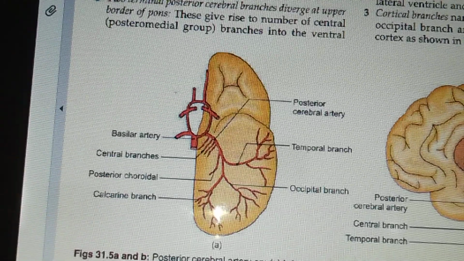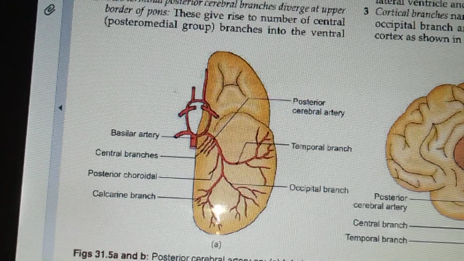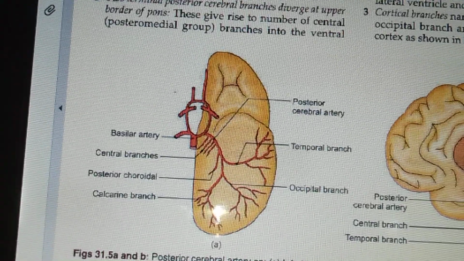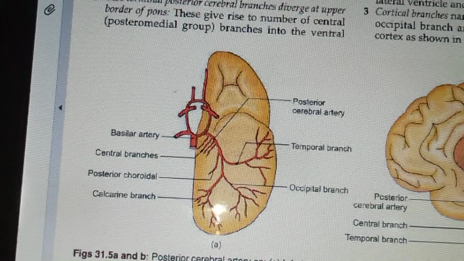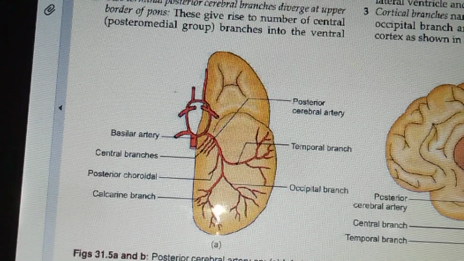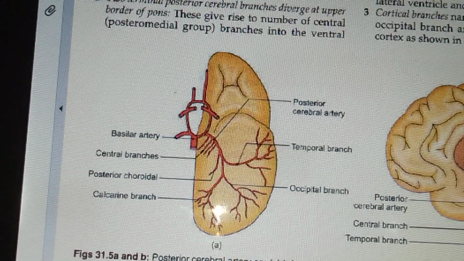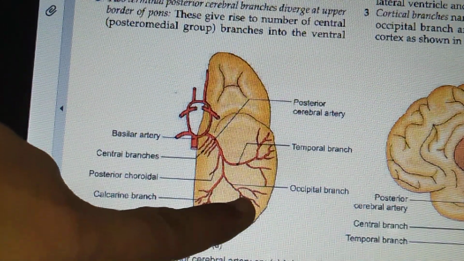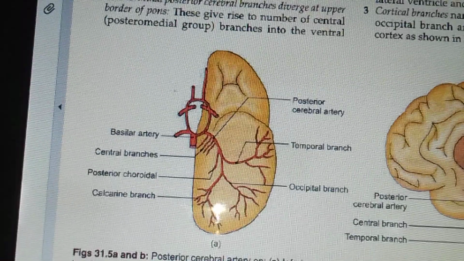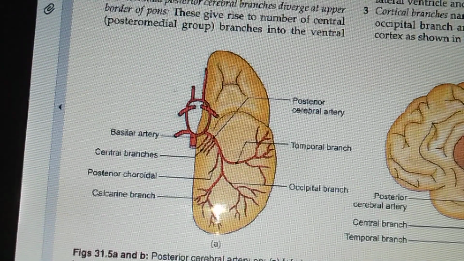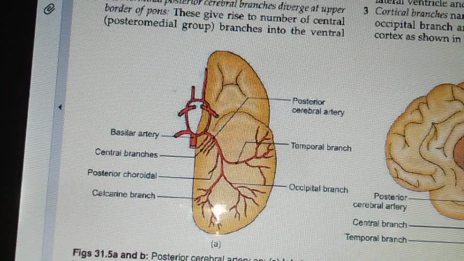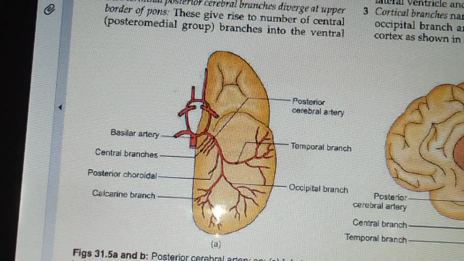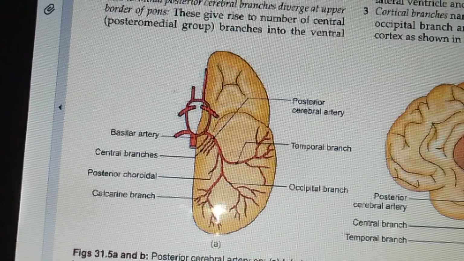Third is the cortical branches. Cortical branches, namely the temporal branches, parieto-occipital branch and occipital branch to the cerebral cortex, right? Cortical means cortex. That is, you can see the temporal branch and occipital branches are shown here. So that is all, I guess, about the branches of the posterior cerebral artery.